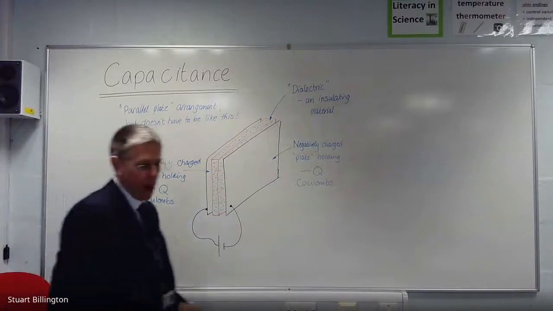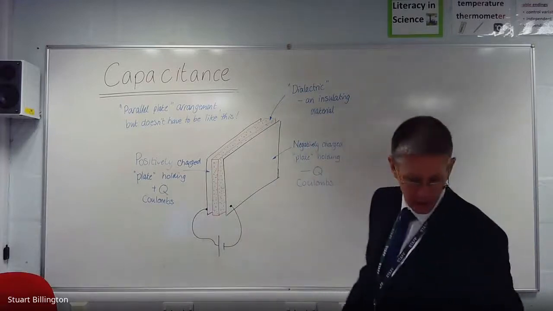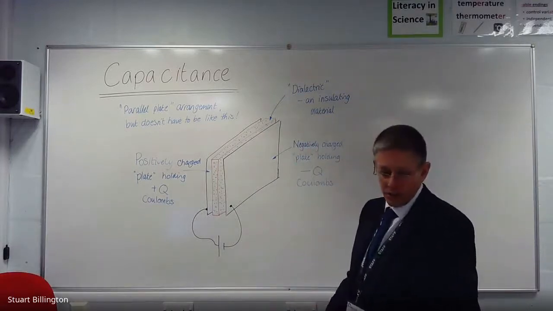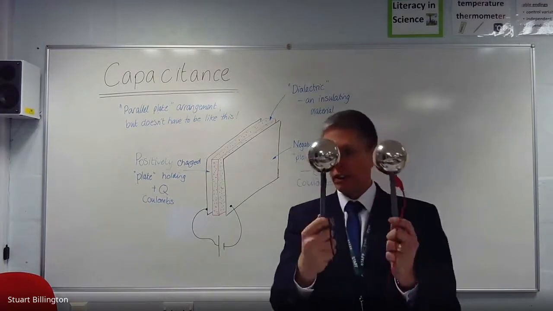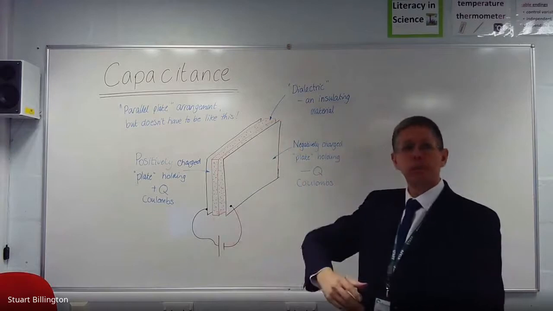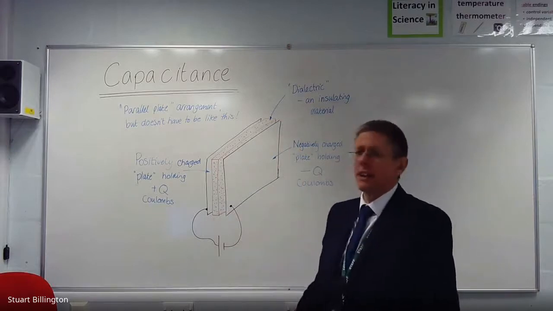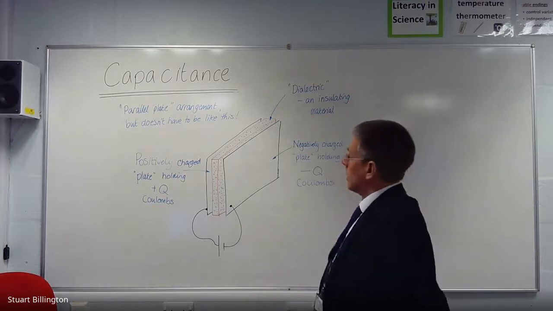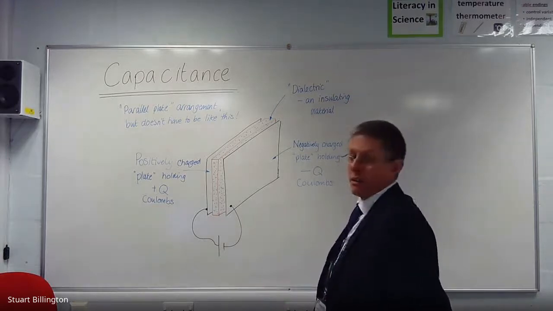Okay, so this is a parallel plate arrangement, but I've just made a note at the top that it doesn't have to be like this. I showed you at the start these two spherically shaped objects. If you went up into space and put a load of electrons on the moon, technically the moon and the Earth would form a capacitor. So it doesn't have to be two parallel conductors at all.